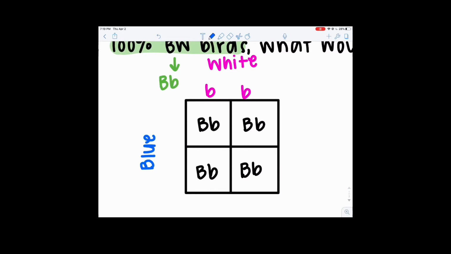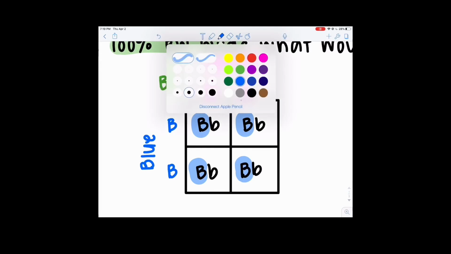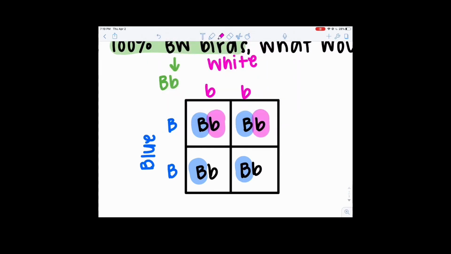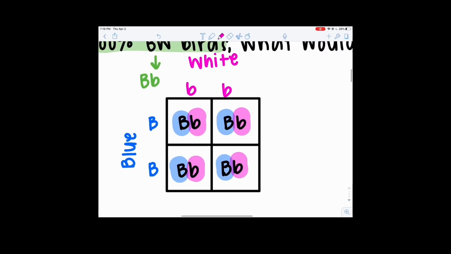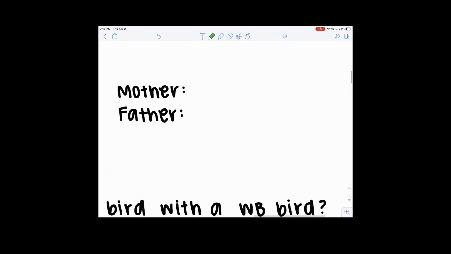And we can just label that right here on the side. And the crossing works in the Punnett square. So now I'm just showing that there's a capital B from the father in all of the chances, and there's a lowercase b from the mother in all the possibilities of the babies. So this means the parents' phenotypes would need to be white and blue.